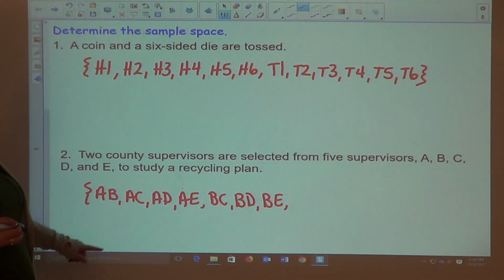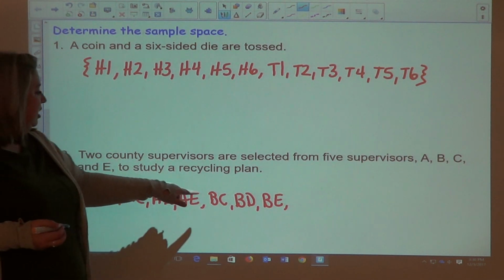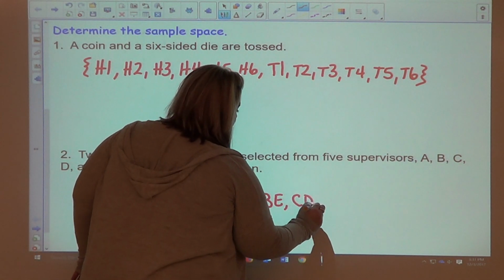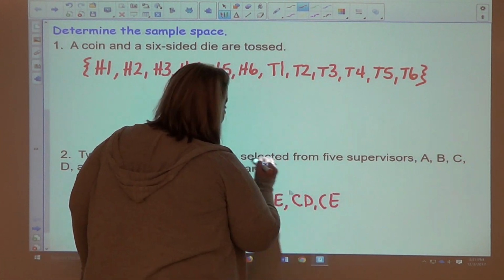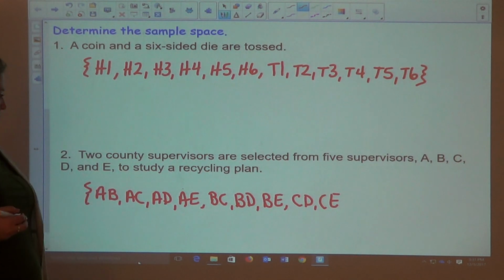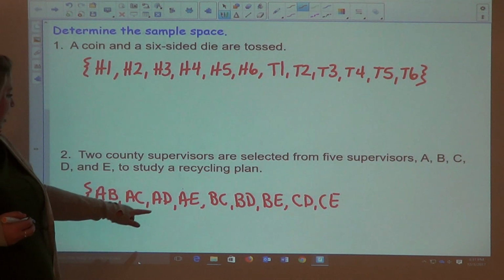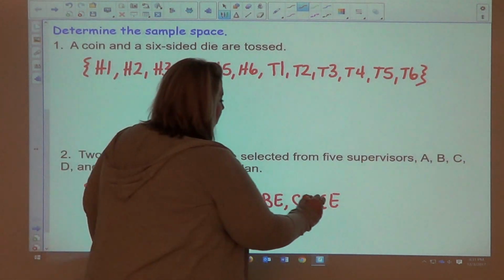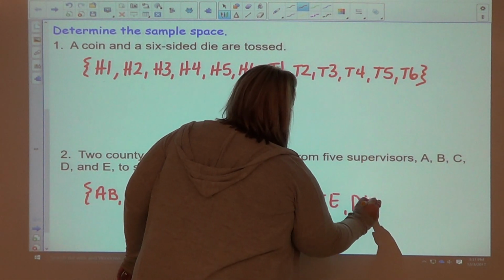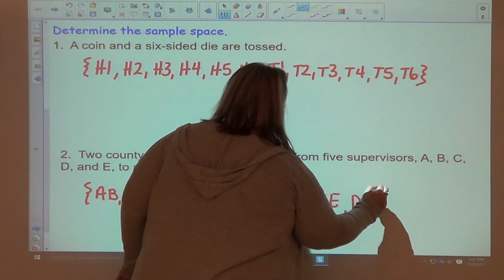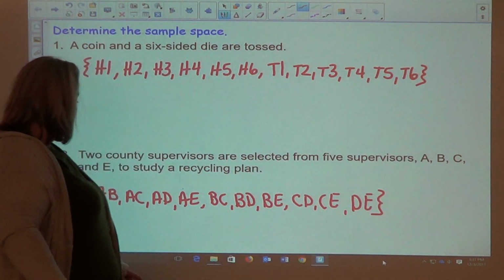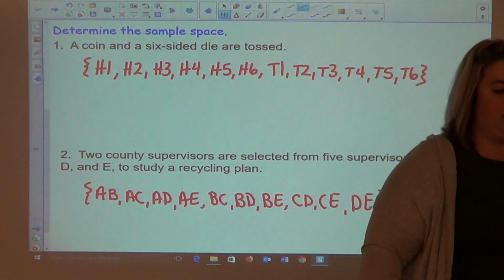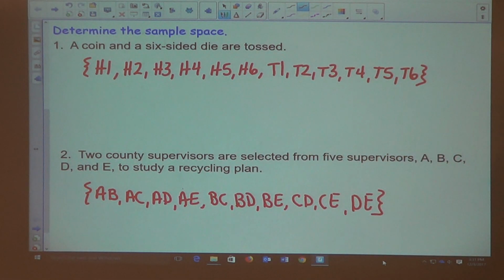Okay, then if I go to C, well C's already been with A, C's been with B, so C could be with D, or C could be with E. Okay, then if I do D, well D's been with A, D's been with B, D's been with C, so D could be with E. And at this point now, E's been with everybody. Because E's been with A, B, C, and D. So that would be your sample space.